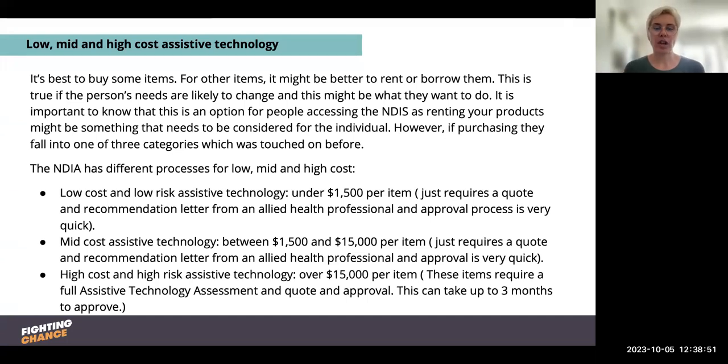When it comes to actual items that you're purchasing, low cost and low risk assistive tech, so under $1,500 per item, it just requires a quote and a recommendation letter from an allied health professional. The approval process, whether that is through the agency or through a plan manager, is fairly quick if you have money in your core budget, and it's been acknowledged that you're going to purchase it for some consumables.